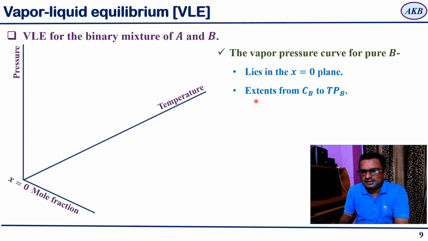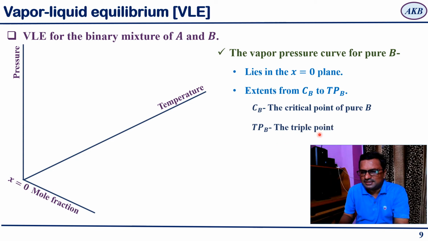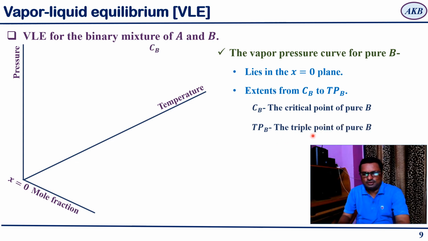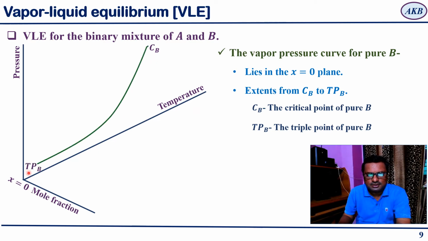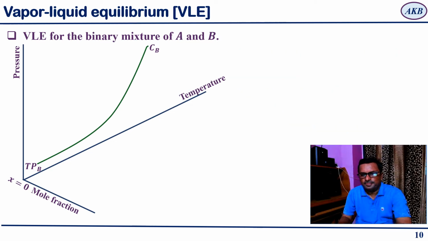And as usual, it will extend from its critical point CB to its triple point. CB is the critical point of pure B, and TPB is the triple point of pure B. So you have this curve extending from critical point CB to TPB, the triple point of B. This green curve which is lying in the x equal to 0 plane is nothing but the vapor pressure curve for pure B. Okay, now let us move on.